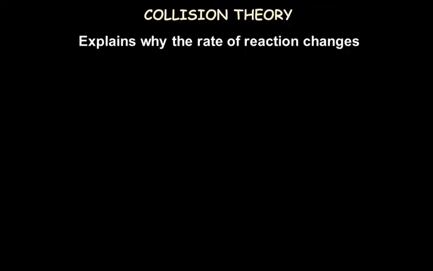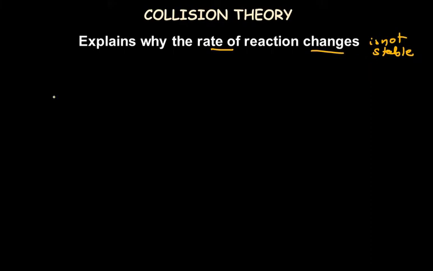Now let's see what is collision theory and how it explains why the rate of reaction changes during the reaction. This is an important point which indicates that during the reaction the rate changes, that is, rate is not stable, it is not steady, it keeps on changing during the reaction, and this is explained by the collision theory. But let's first understand how this collision theory is related to the rate and the process of occurring of reaction.